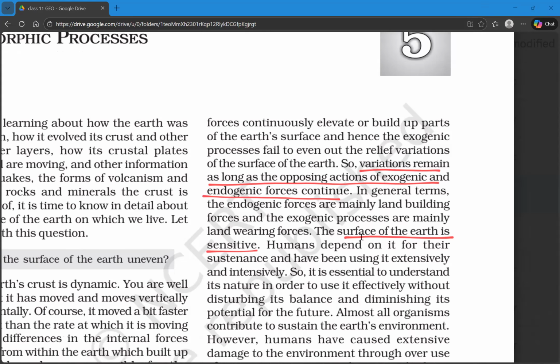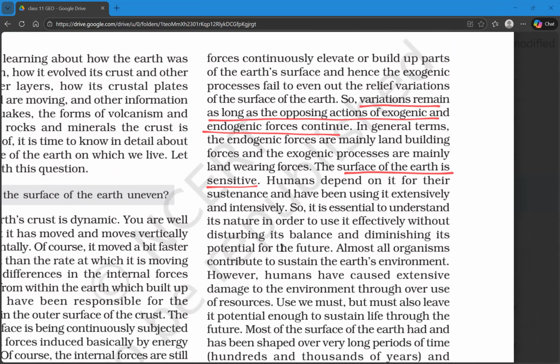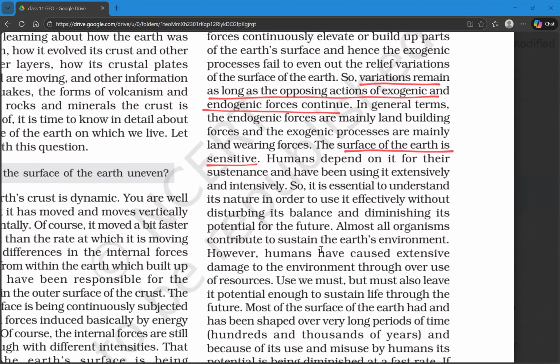The surface of the Earth is sensitive. Humans depend on it for their sustenance and have been using it extensively and intensively. So it is essential to understand its nature in order to use it effectively without disturbing its balance and diminishing its potential for the future. So the sustainable use of the Earth is essential not only for the welfare of the Earth but also for humans.